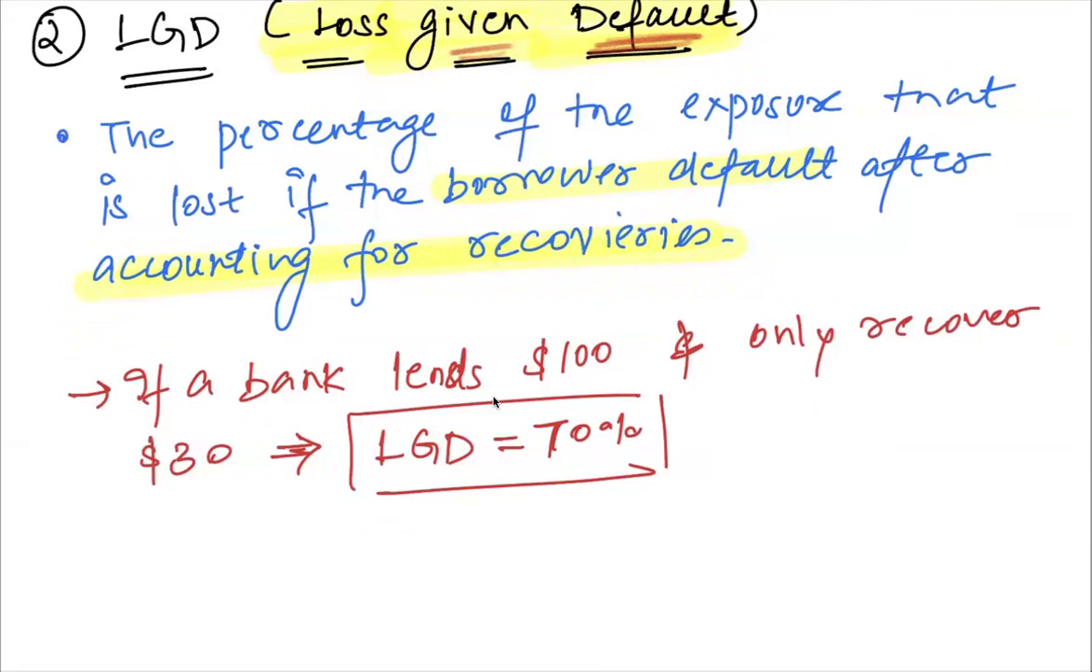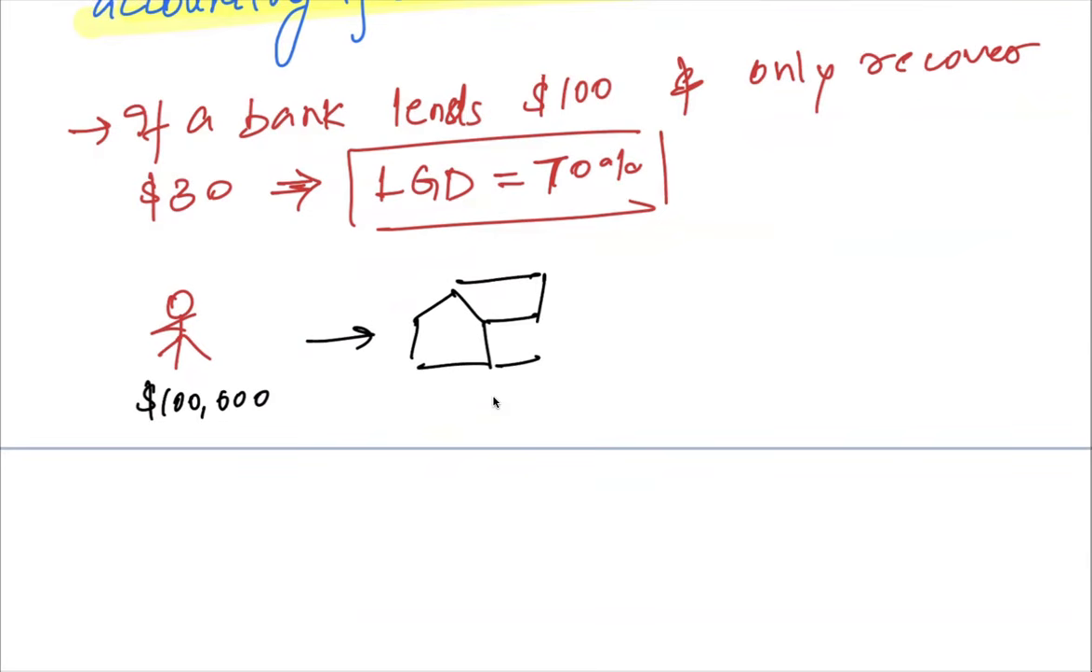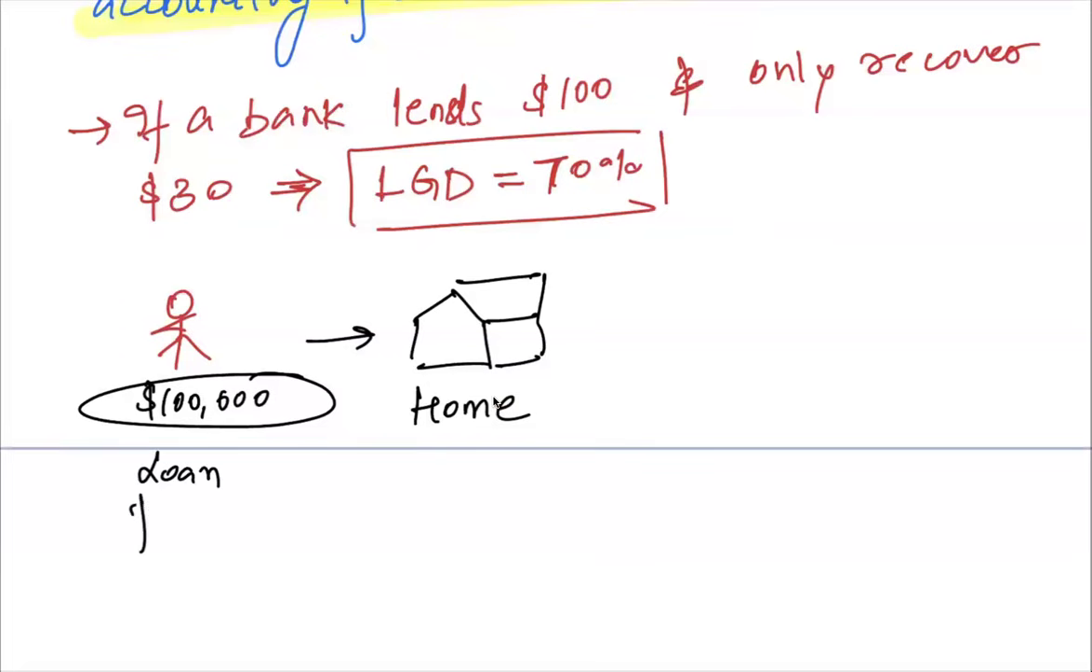What does this line mean? Let's think. You have a home. Let's say you took a loan, $100,000, for a mortgage for a home. Let's say you bought a home for $100,000, and you took a loan from the bank.